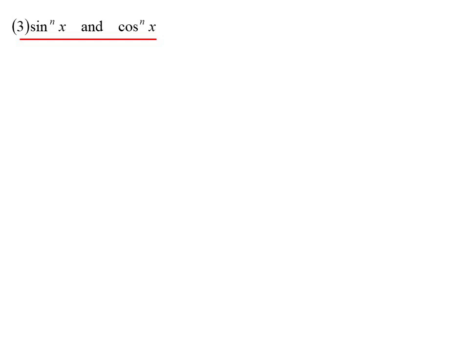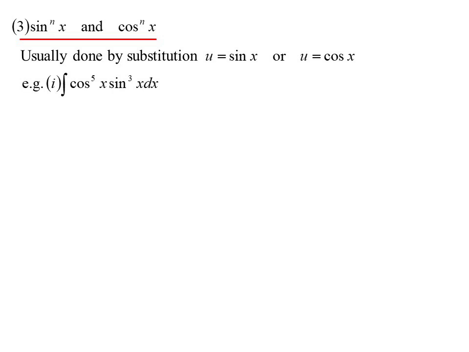Well, what if we got a combination of both? Generally we're going to do these by a substitution, either u equals sine x or u equals cos x. Here's one. Cos to the power of 5 sine cubed. I'm going to rewrite the sine cubed. I'm going to pull out the sine to the power of 1. So it's the same idea. I pull out to the power of 1.